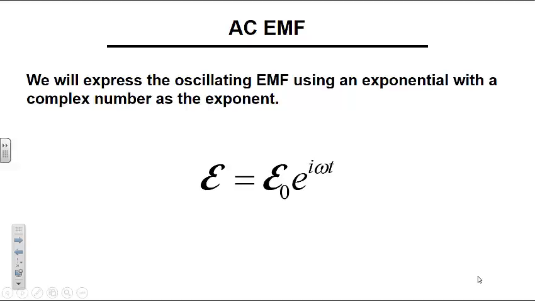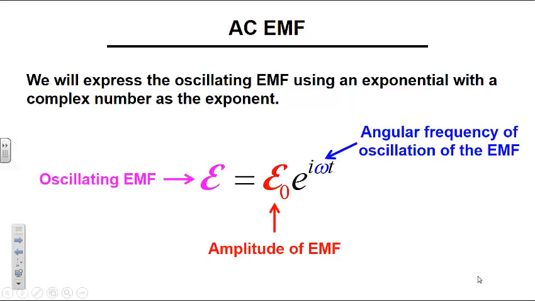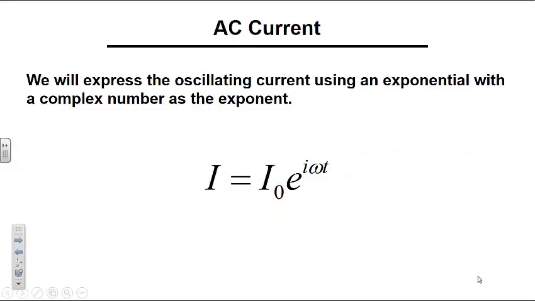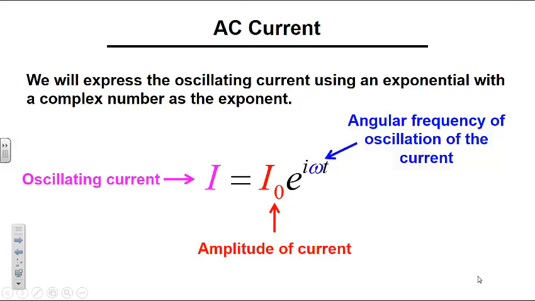We will express the oscillating EMF using an exponential with a complex number as the exponent. In this equation, omega denotes the angular frequency of oscillation of the EMF, and the subscript 0 denotes the amplitude of the oscillation. We will express the oscillating current using similar notation. As before, in this equation, omega denotes the angular frequency of oscillation of the current, and the subscript 0 denotes the amplitude of the oscillation.